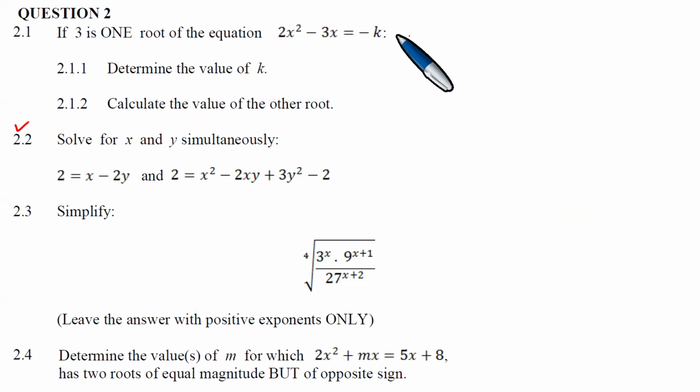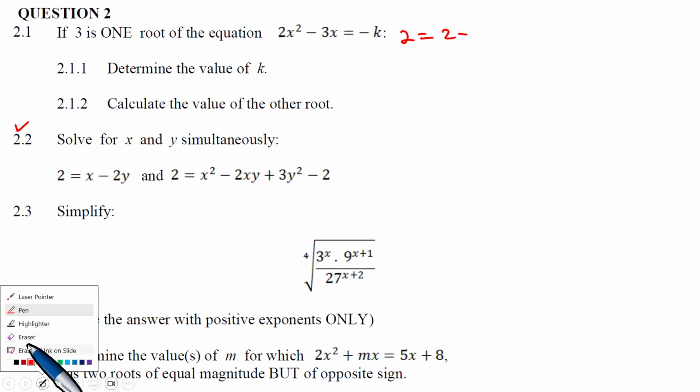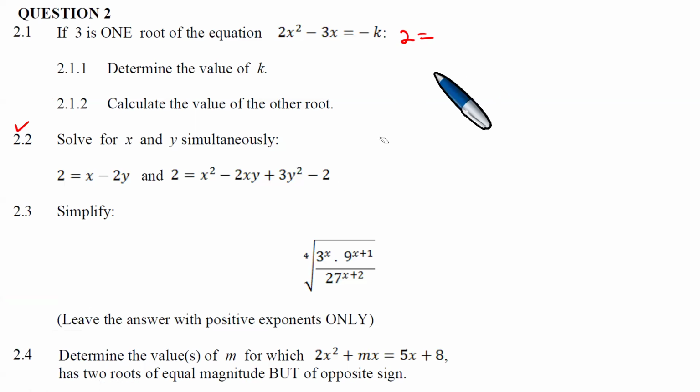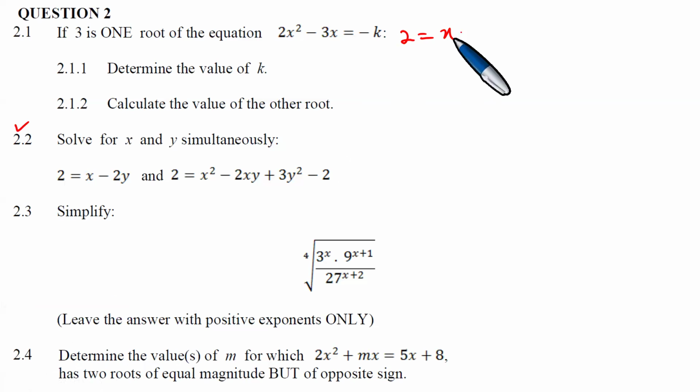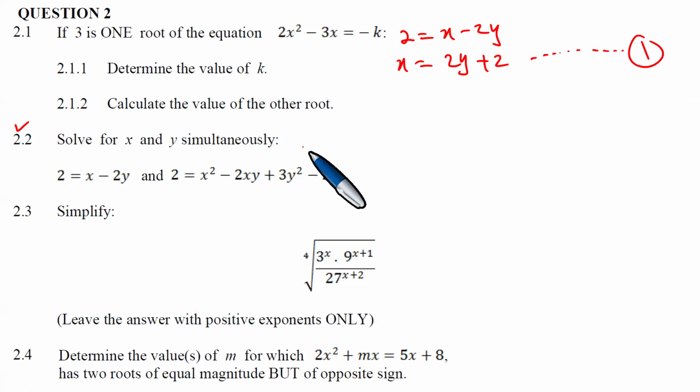Right, so you have been given the equation 2 equals x minus 2y. Can we make x the subject here? If you make x the subject, moving the 2y to the other side, it's going to be 2y plus 2. And let's give this one a name. Let's call it the first equation.